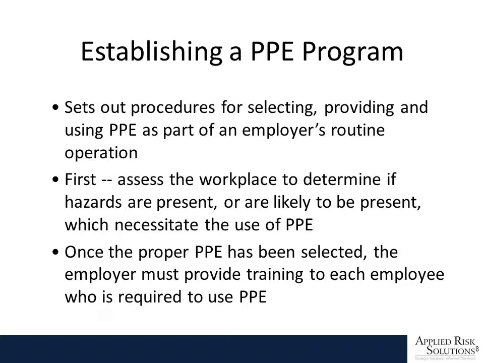There are several steps in developing a personal protective equipment program. First, we need to assess each job and determine the hazards and which PPE is necessary for performing the job. This is called a job hazard analysis. After PPE has been selected, the employer must provide training for how to properly use the PPE.